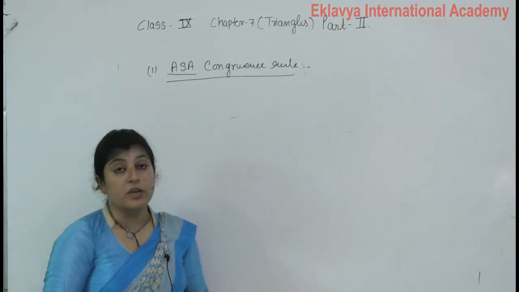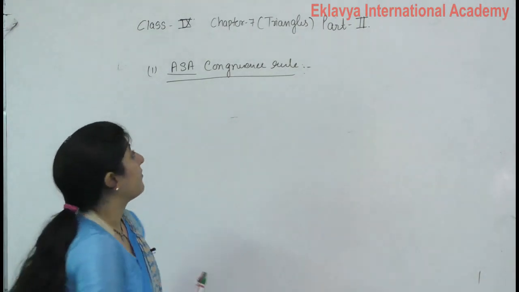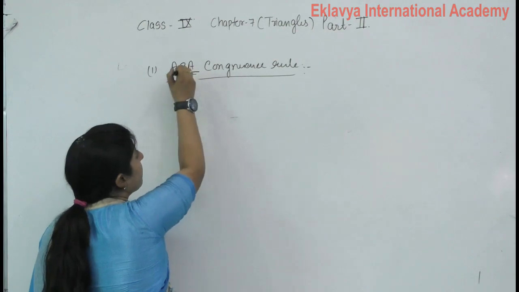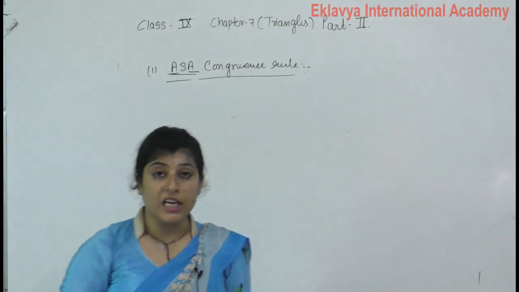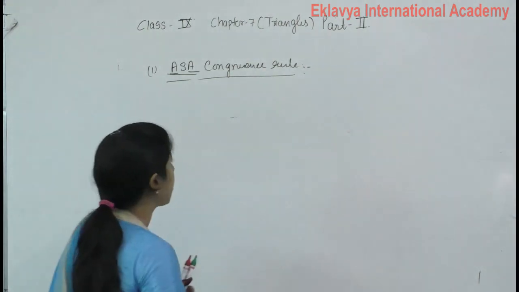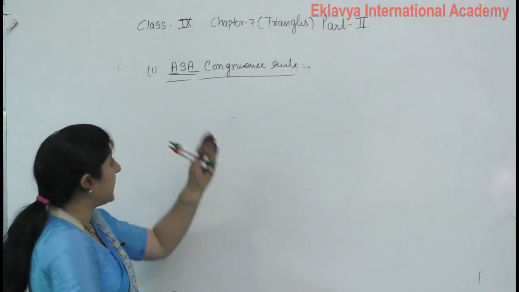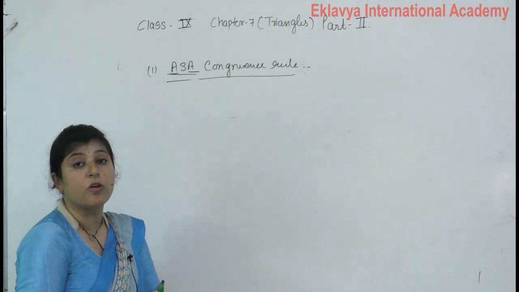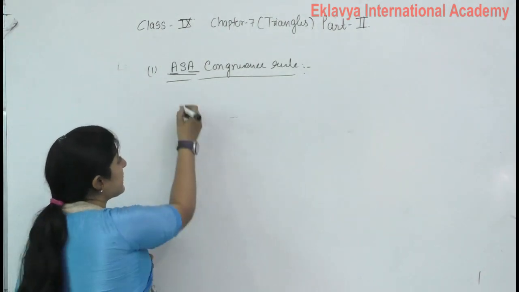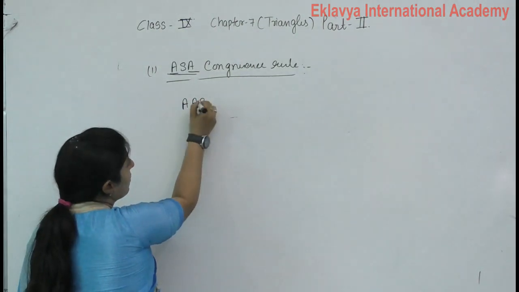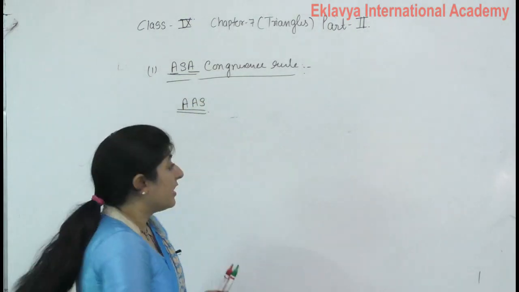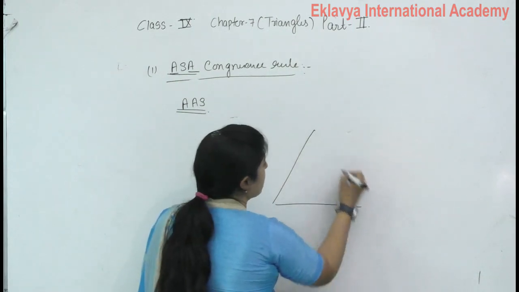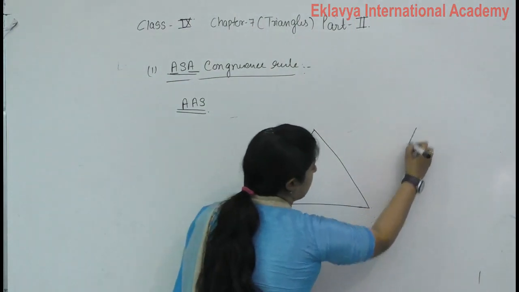ASA congruency rule: from the name you can identify, it means the angle and side should be the included side of a triangle. I already explained how the ASA congruency rule works. Now from the ASA congruency rule comes one more congruency rule, that is AAS. AAS means suppose two triangles are given to you.